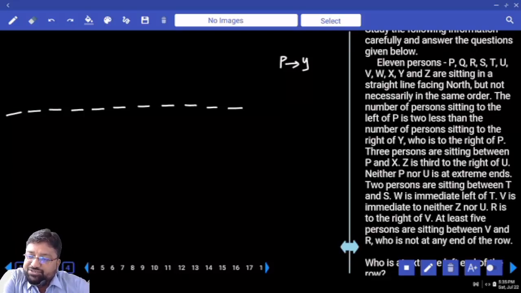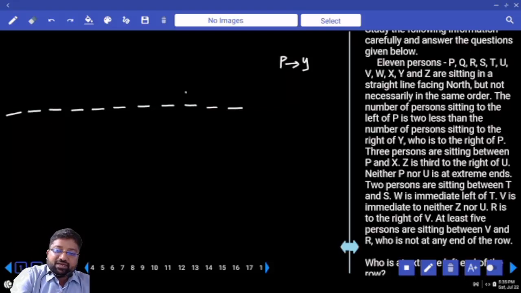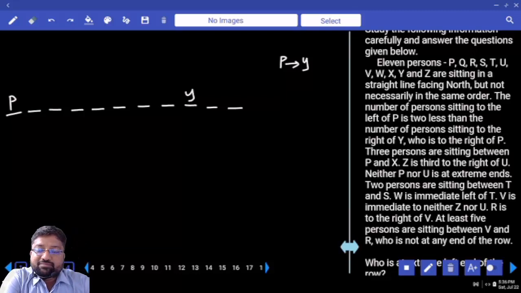The number of persons sitting to the left of P is 2 less than the number of persons sitting to the right of Y. Left of P is less by 2. Then to the right of Y, there should be a minimum of 2 people. If there are 2 people to the right of Y, then left of P should be 0. Moreover, Y is to the right of P. Minimum number right of Y is 2.